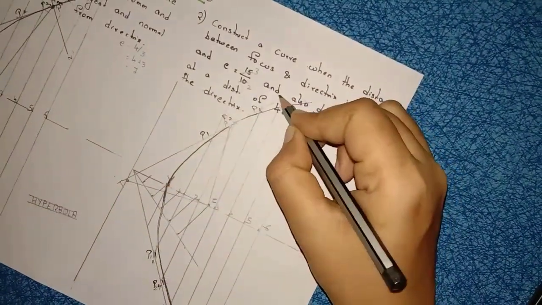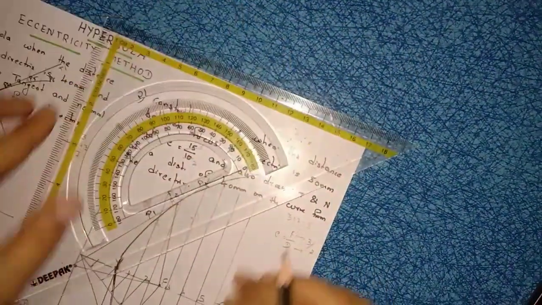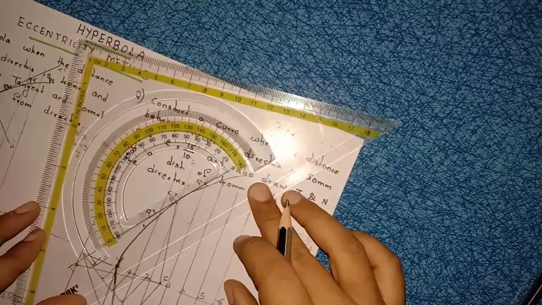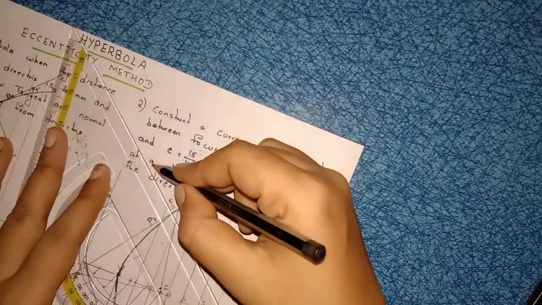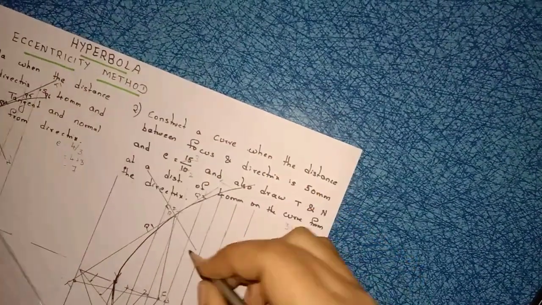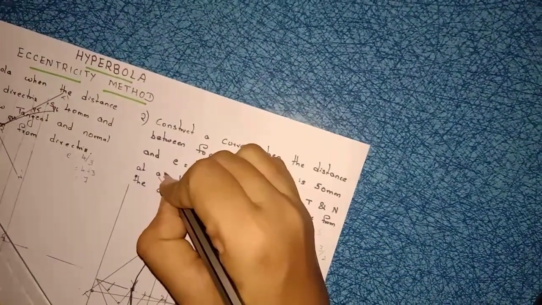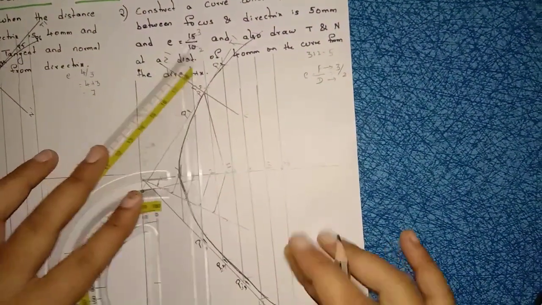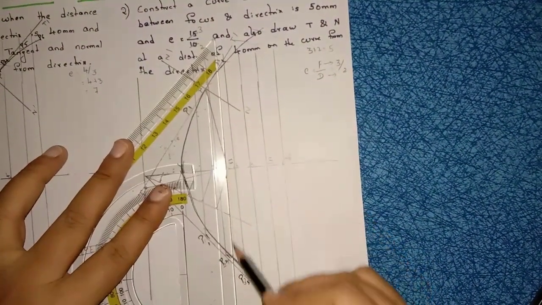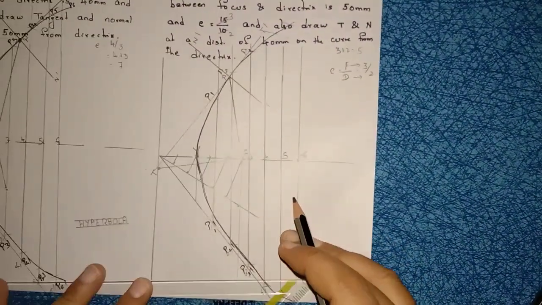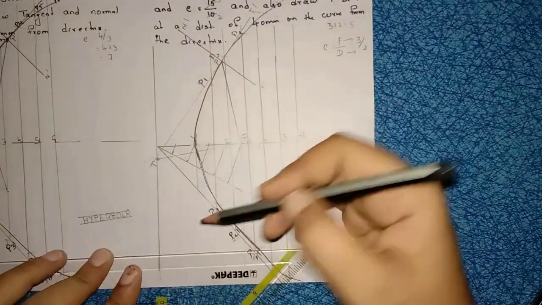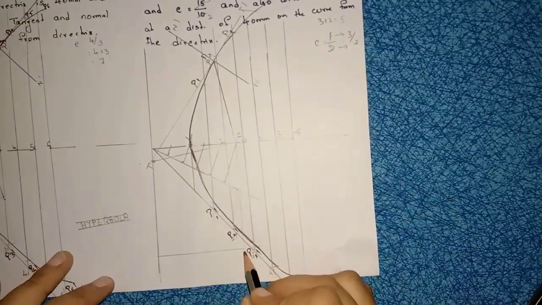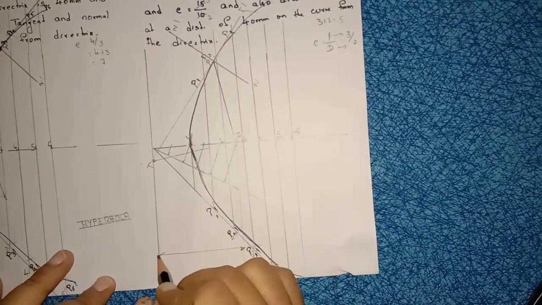This is your tangent T dash, exactly perpendicular to tangent is normal N dash, right? After that, mark the dimensions properly from focus. Draw the extension line, dimension line. Distance between focus to directrix is how much here? 50 mm. So write down here 50 mm.